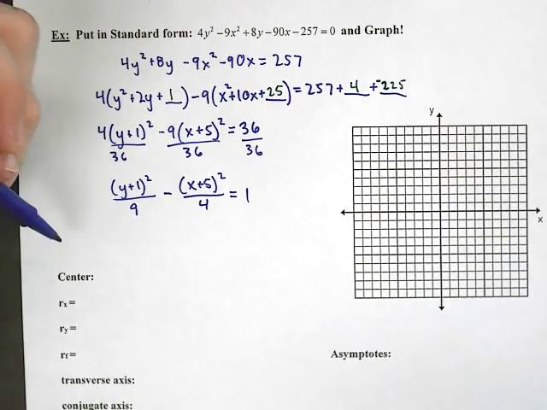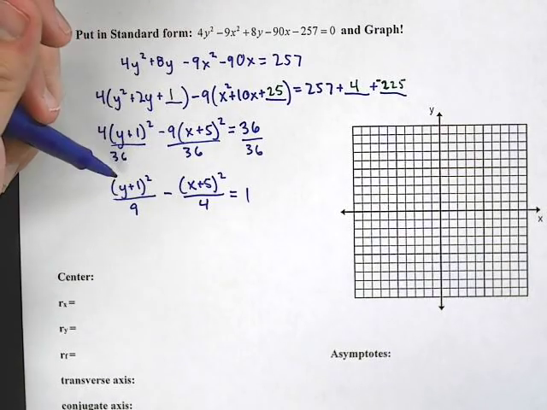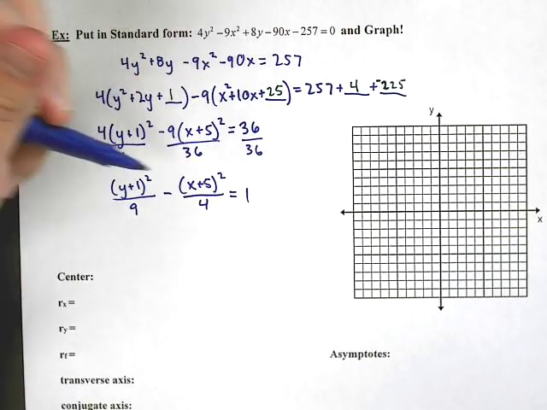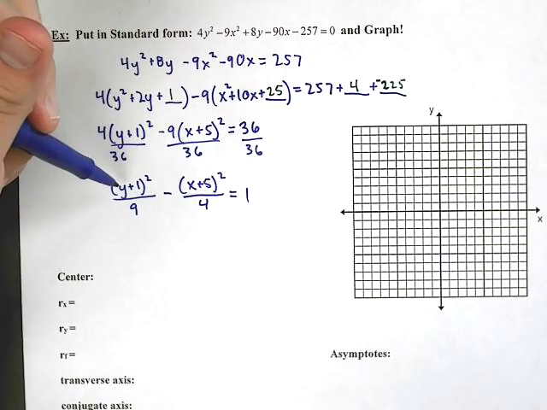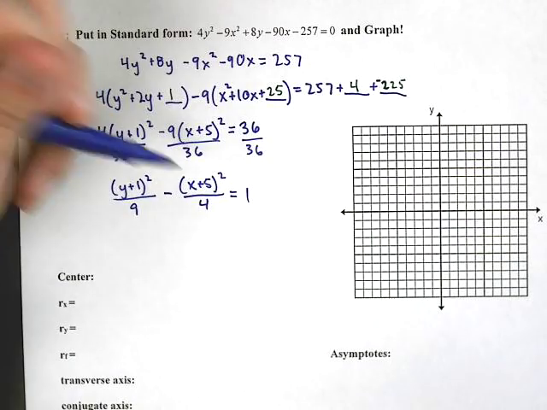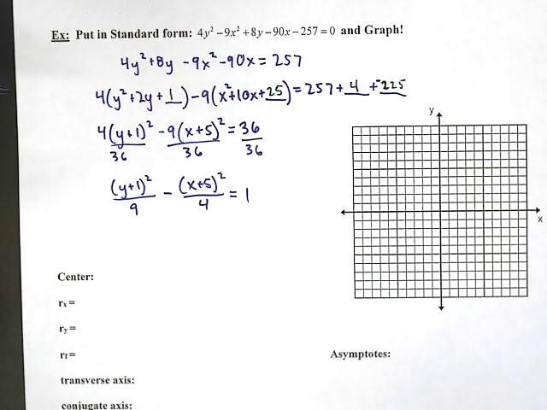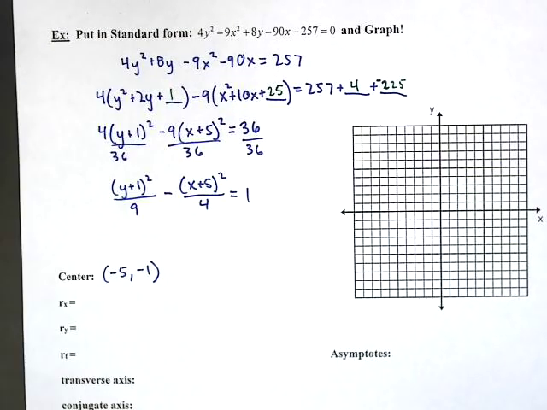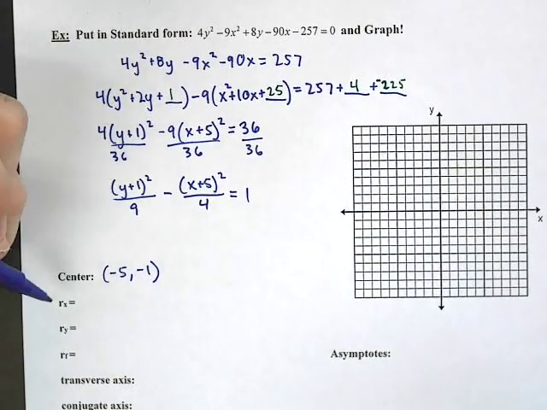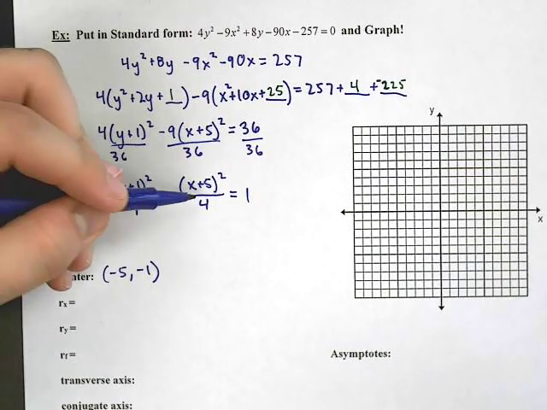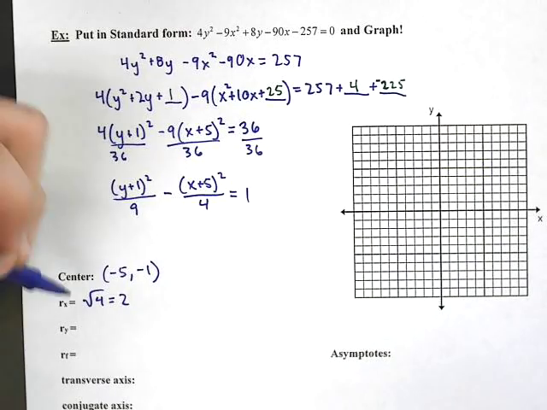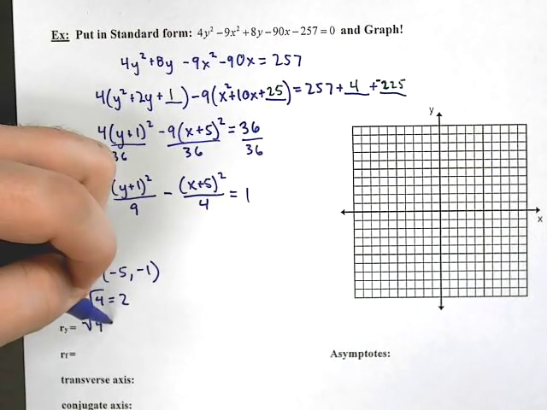Please be very careful. Remember, the y's and the x's switch spots. Center, you still look for your h and your k with the respective letter. So h is still with x, k is still with y. So our center here should be at negative 5, negative 1. R sub x is still with x, so this is going to be square root 4, or 2. R sub y is still with y, square root 9, or 3.